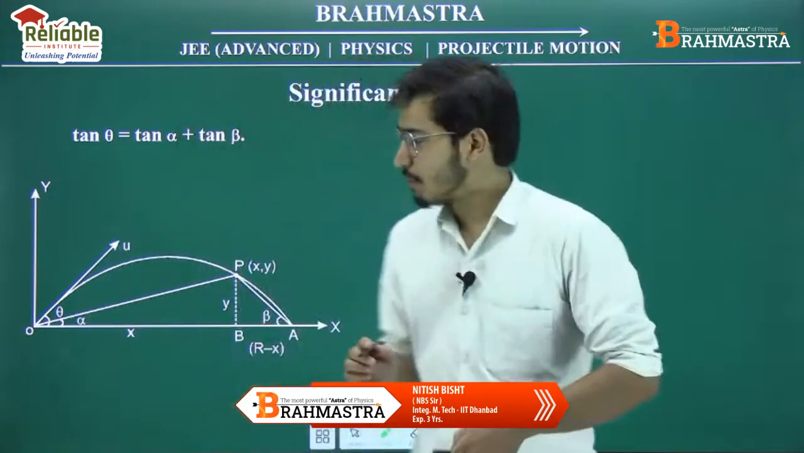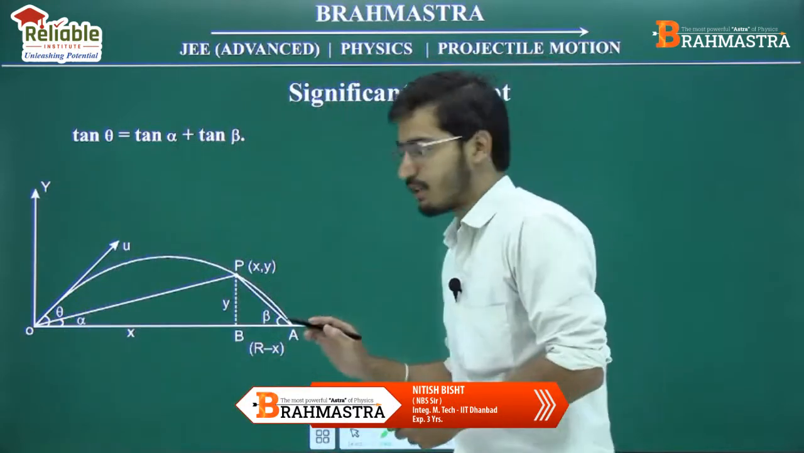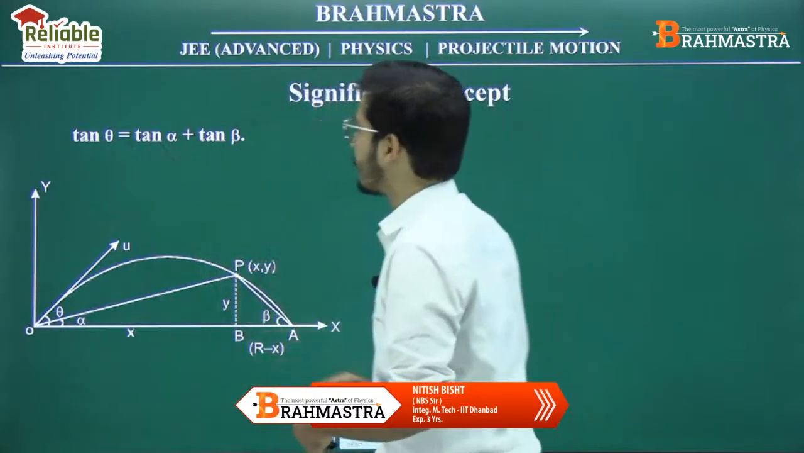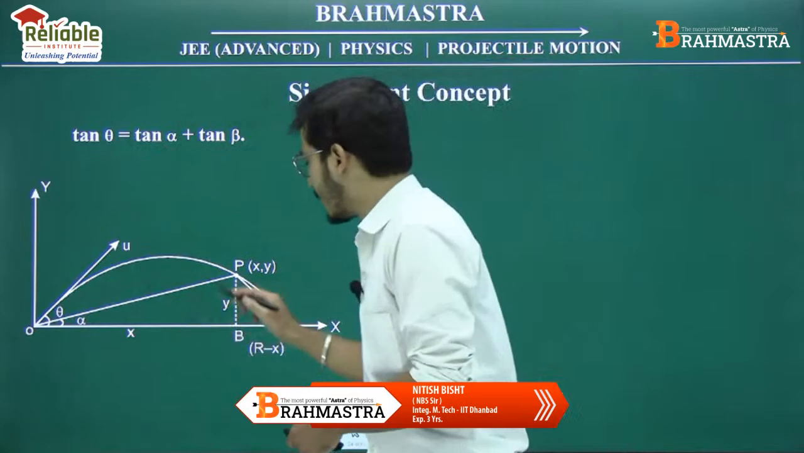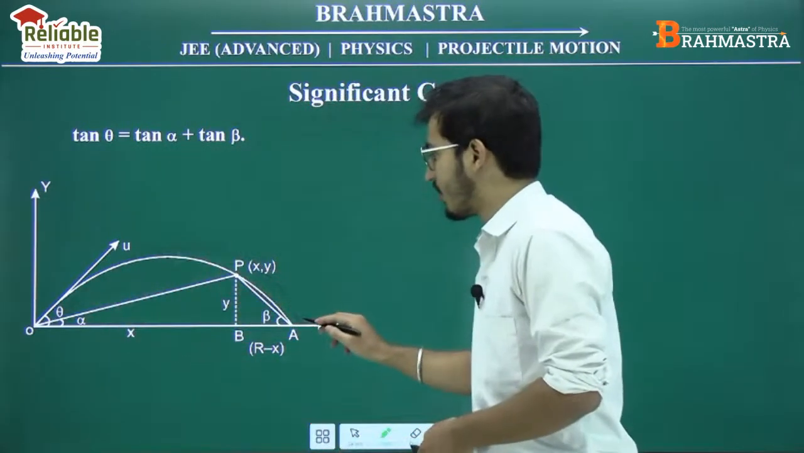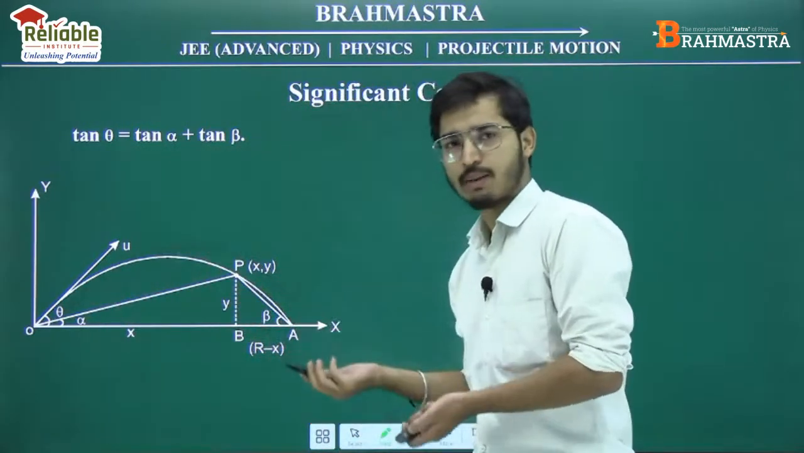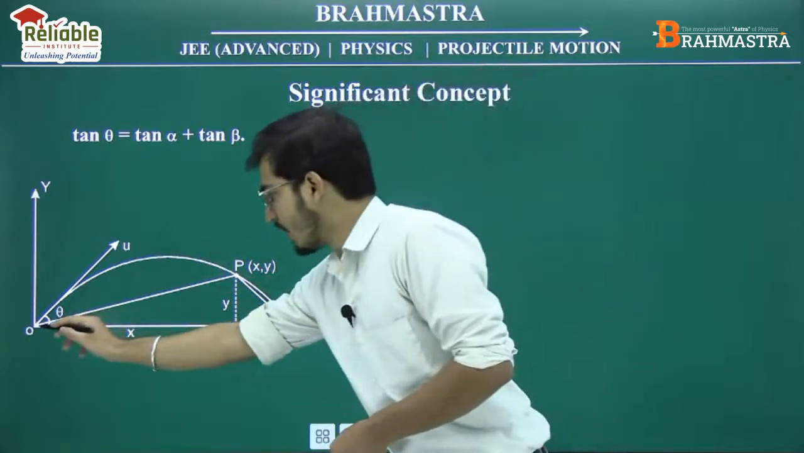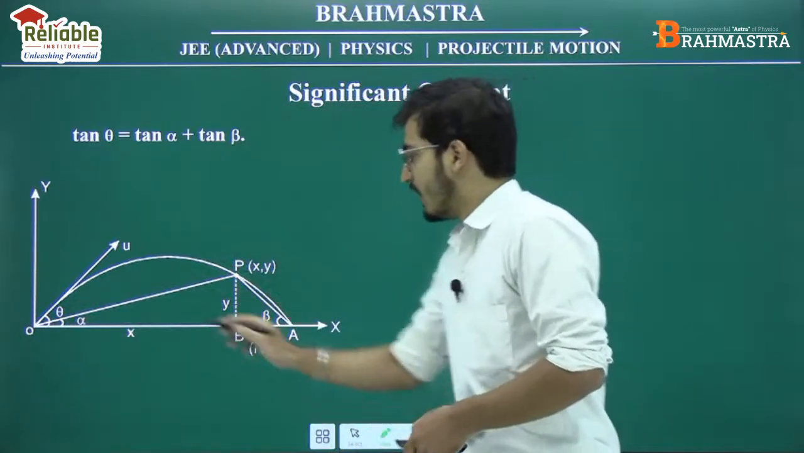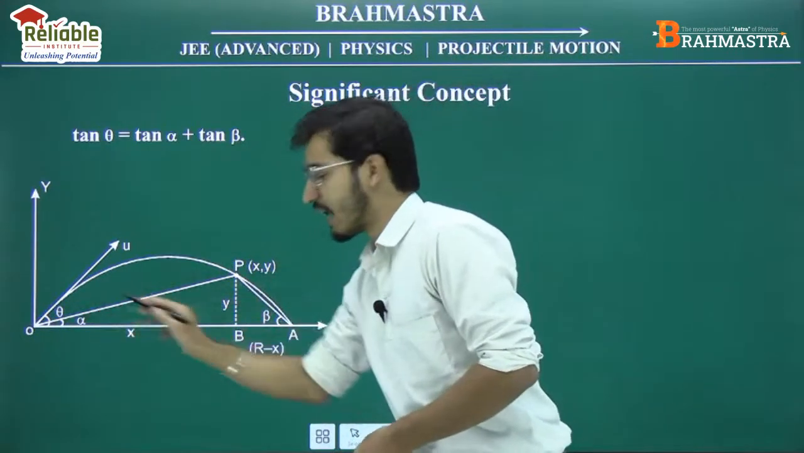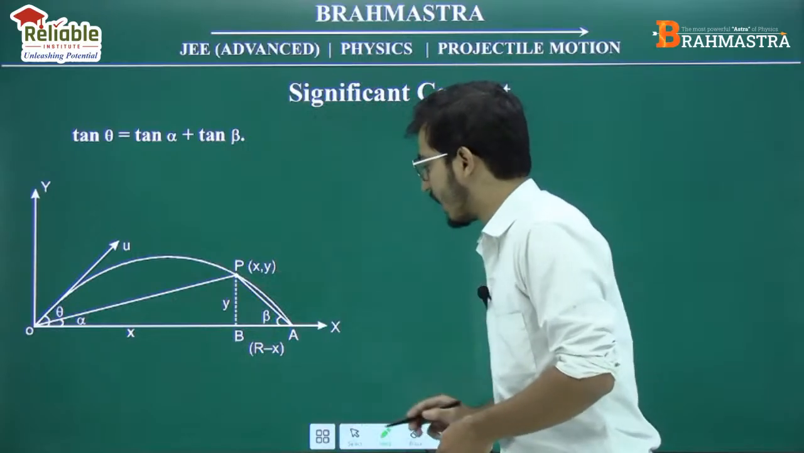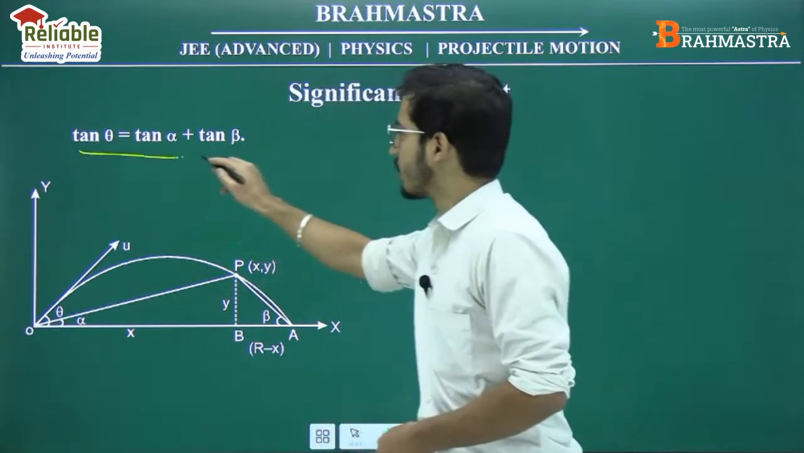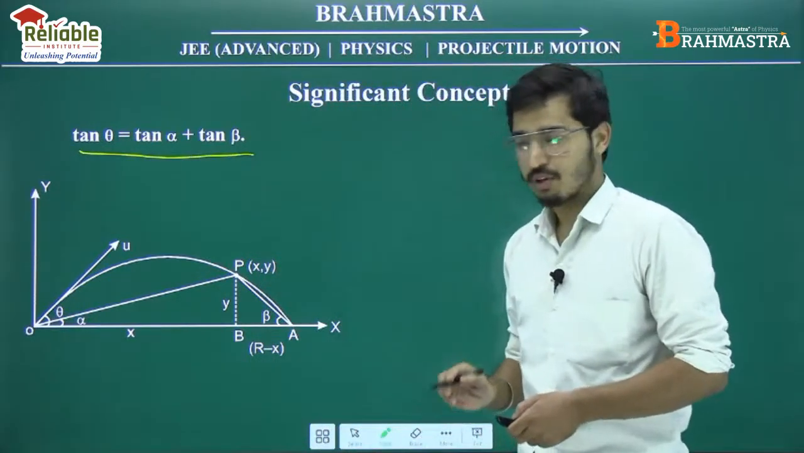So let me discuss a basic concept today. Suppose there is a projectile, right? And theta is the angle of projection, and this is the trajectory, which, as we all know, comes out to be a parabola. You select any particular point on the parabola, and if we join it with the origin and the end point, this position vector is making an angle alpha, and this position vector is making an angle beta. Now we are here to prove that tan theta is equal to tan alpha plus tan beta, right?